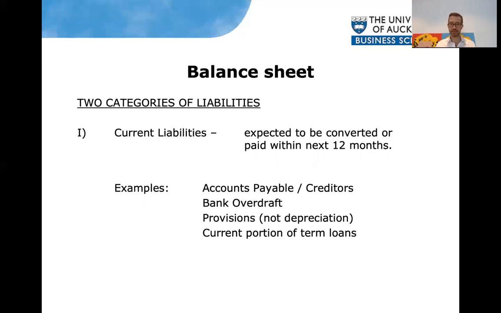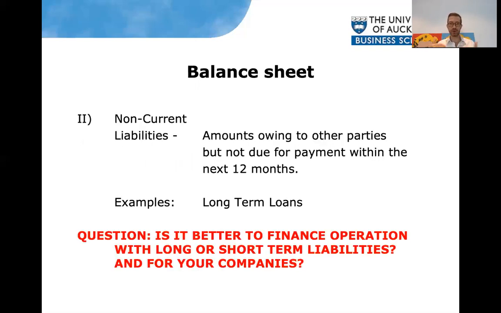You might need to pay your suppliers within 3 months. So this type of debt and bank overdraft will be called a current liability. So debt that you need to pay in a short time frame. The opposite is non-current liabilities. So these are liabilities or loans that you need to pay in a period longer than 12 months. For example, a 30 years mortgage would be a non-current liability or a long-term liability.